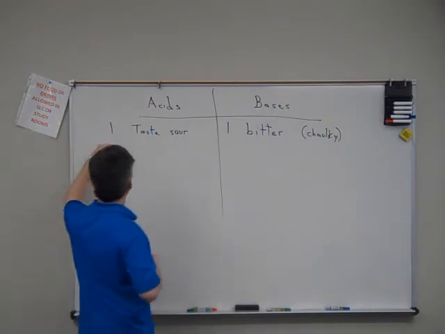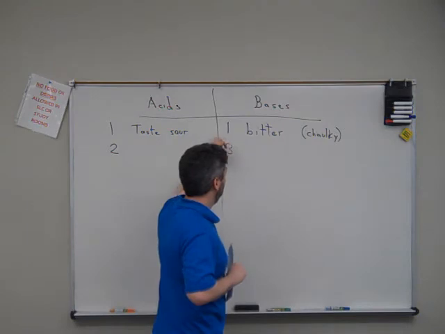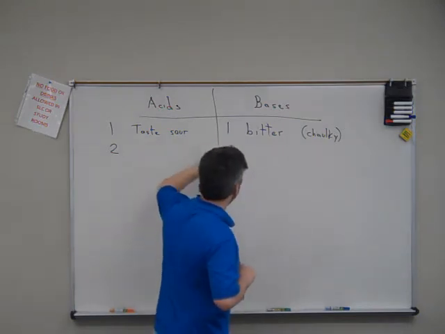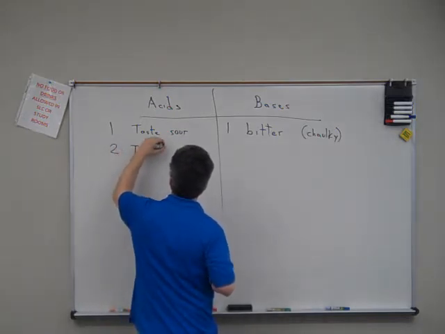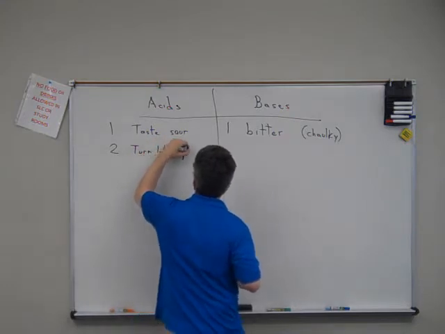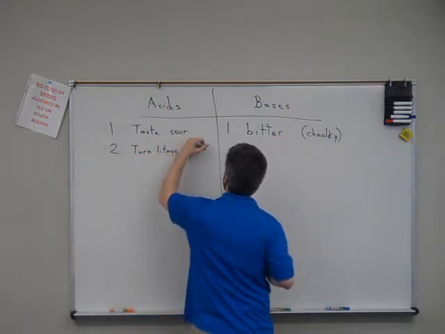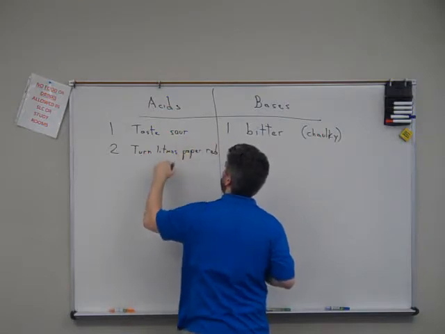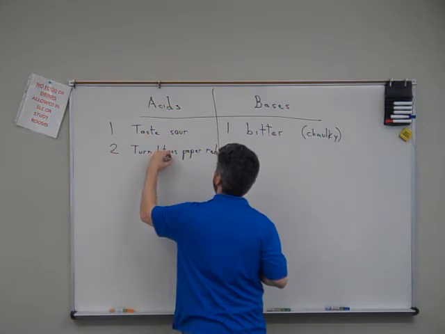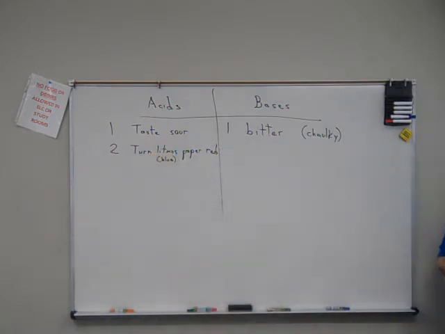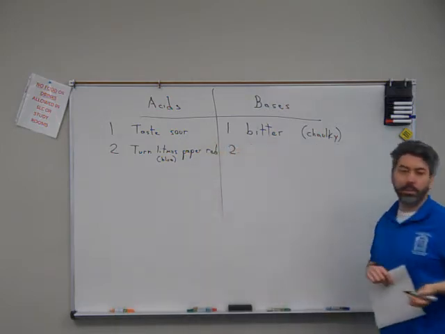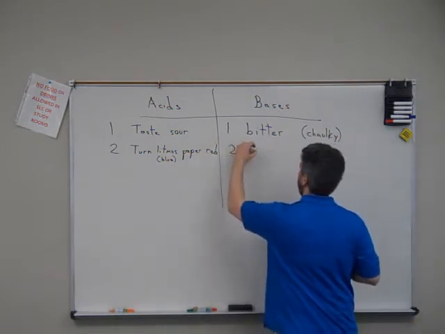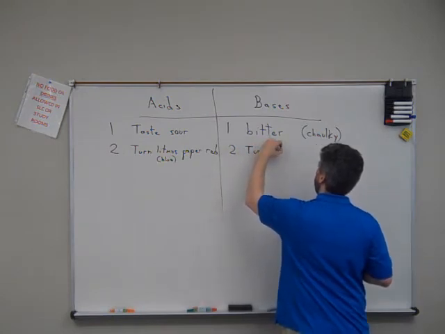Now, what's another property of acids? Acids turn litmus paper red. And by turning litmus paper red, we're assuming, of course, blue litmus paper, because if it's red litmus paper, it's obviously not going to turn red, it's going to stay red. So acids will turn blue litmus paper red. If that's the case, what do bases turn red litmus paper? Blue. Bases turn litmus paper blue.